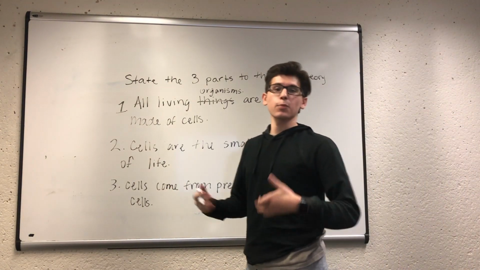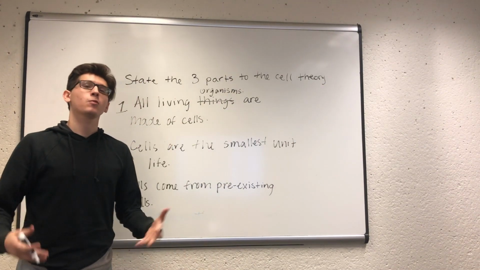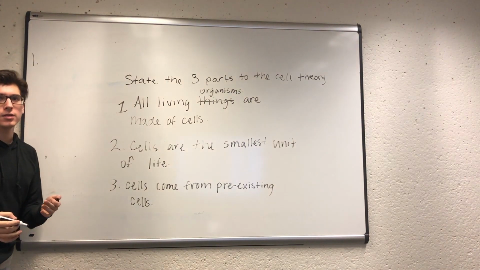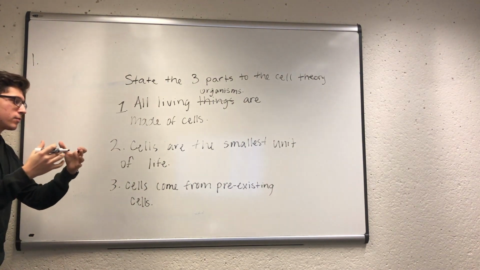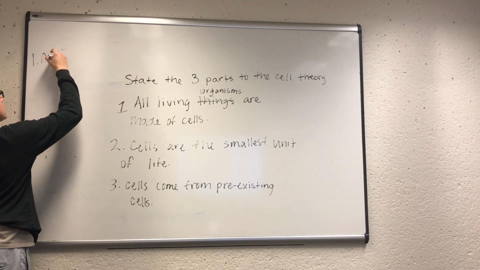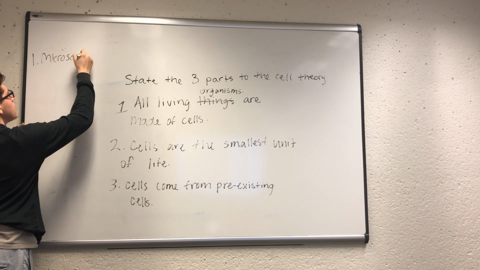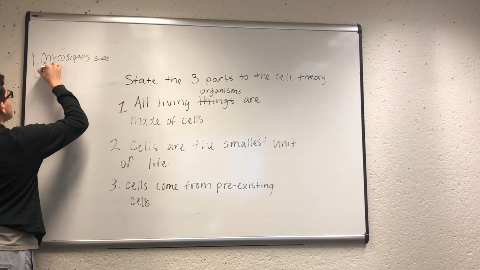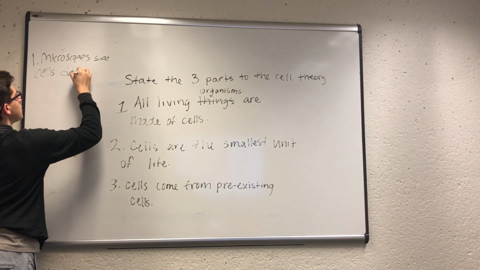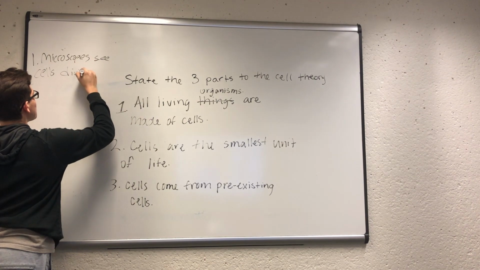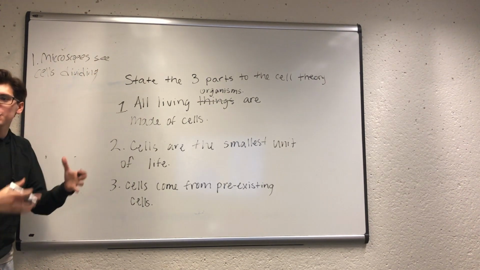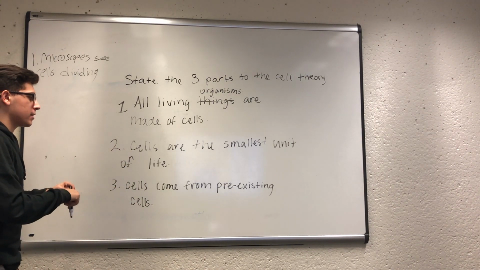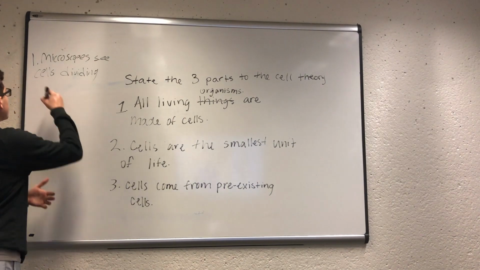Alright, so then we're going to look at support for the cell theory. There's two main reasons why the cell theory is what it is today. The first main reason is that with microscopes, we actually see the cells themselves dividing. We can see the cells undergoing mitosis, so that supports that cells come from pre-existing cells.